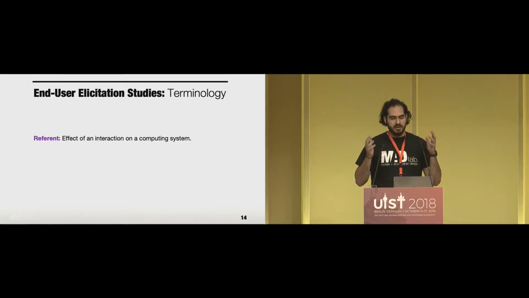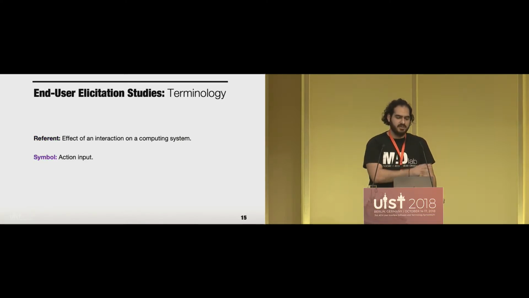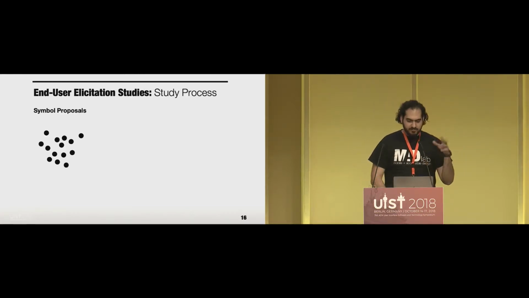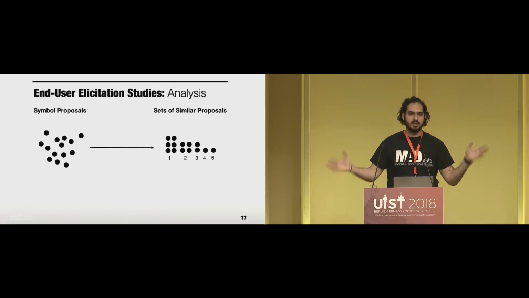effect of an interaction on a computing system known as a referent, and then ask them to propose the action that would cause that effect, which is known as a symbol. So throughout this talk, you'll see me talk a lot about referents and symbols. So just to reiterate, you see a referent, which is the effect, and then ask for the symbol, which is the action.